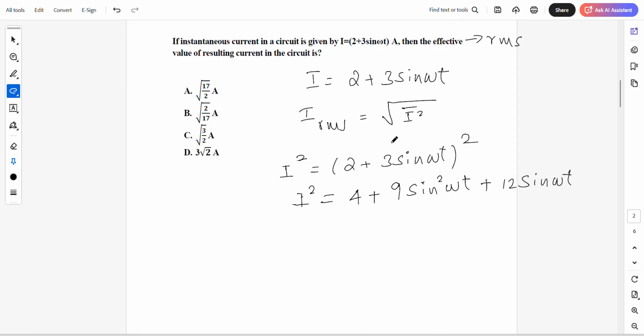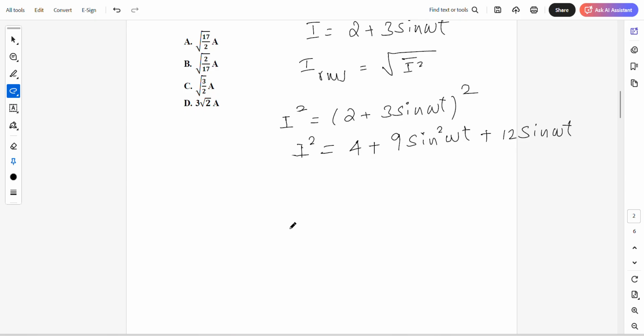Now what you have to find? You have to find the average of the square of current. That is I square average, which is equal to 4 plus 9 sine square omega t plus 12 sine omega t. We have to find its average. These 4 and 9 are constants.